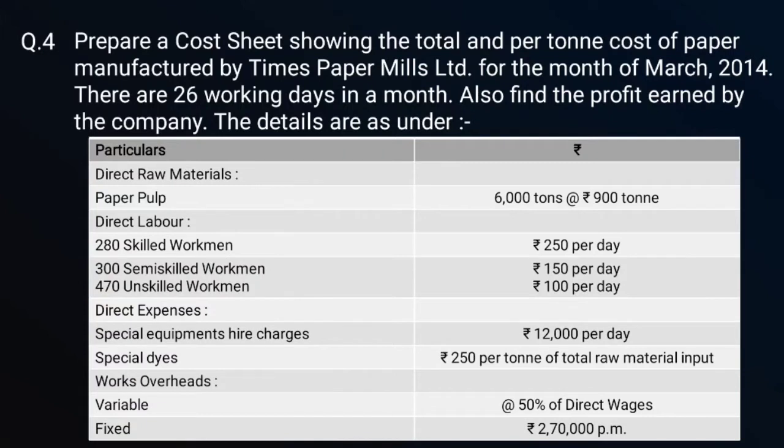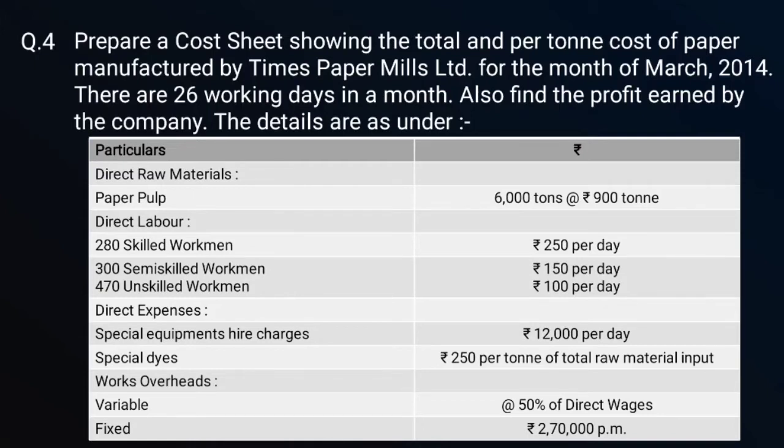So let us start with question number 4. Prepare a cost sheet showing the total and per ton cost of paper manufactured by Times Paper Mills Limited for the month of March 2014. There are 26 working days in a month. Also find the profit earned by the company. The details are as under.